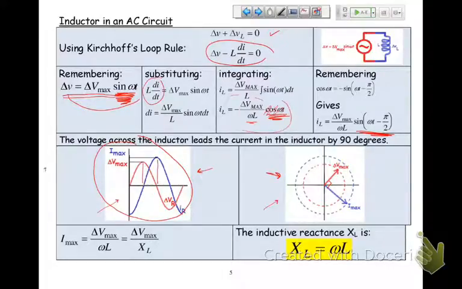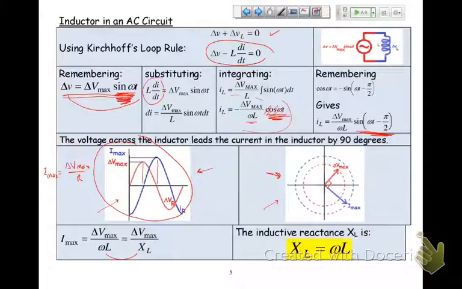Before, we had delta I max equal to delta Vmax over R. Do you remember that from the previous page? Ohm's law. This is a bit like Ohm's law. And so I define XL equal to omega L. I'm not going to call it resistance. It's behaving like resistance, and it has the units of ohms. But for some reason, they don't want to call it resistance.